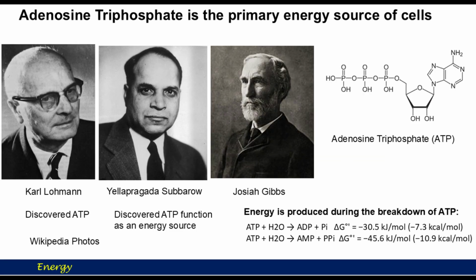Energy is required to produce products or synthesize chemicals. The cell's primary energy source is adenosine triphosphate. Now, let's explore how energy is produced in the cytoplasm.